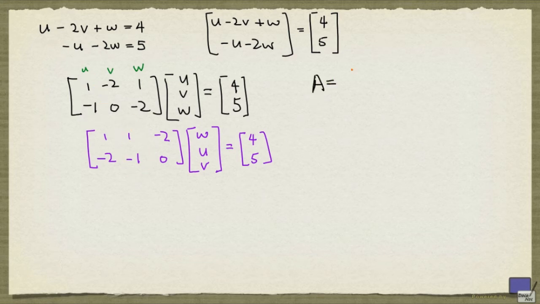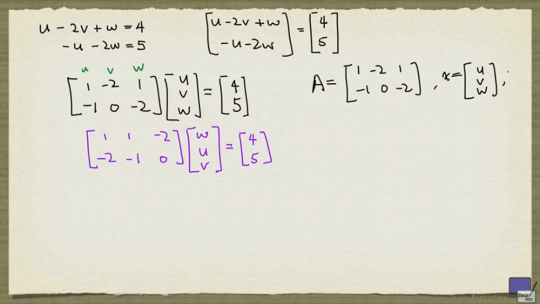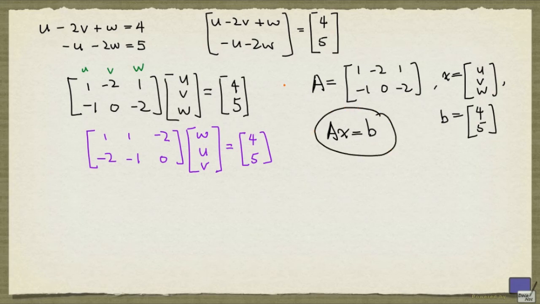If we let A denote the coefficient matrix, X be the tuple (u, v, w), and B be the tuple (4, 5), then the system can be written simply as AX equal to B. And this is a compact way of expressing the system we have up here. Let's now look at this more compact way of writing systems of linear equations more generally.